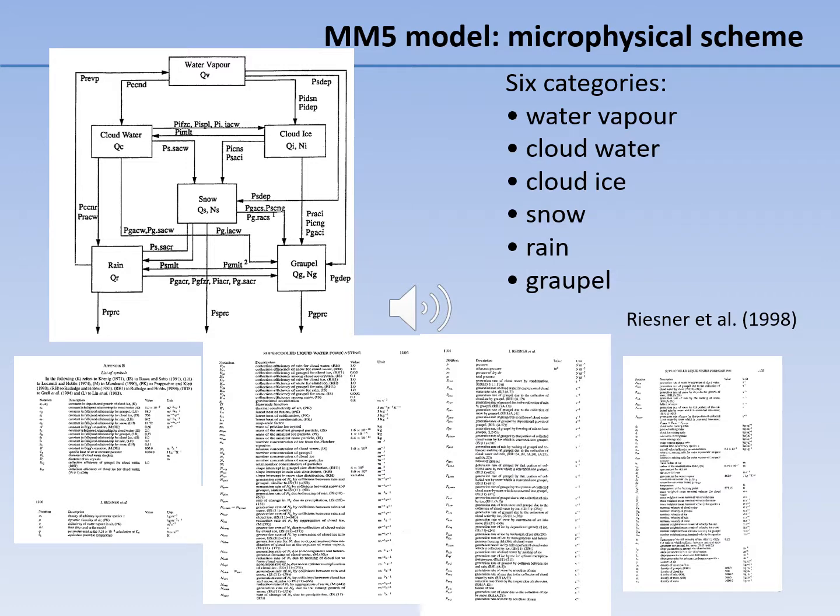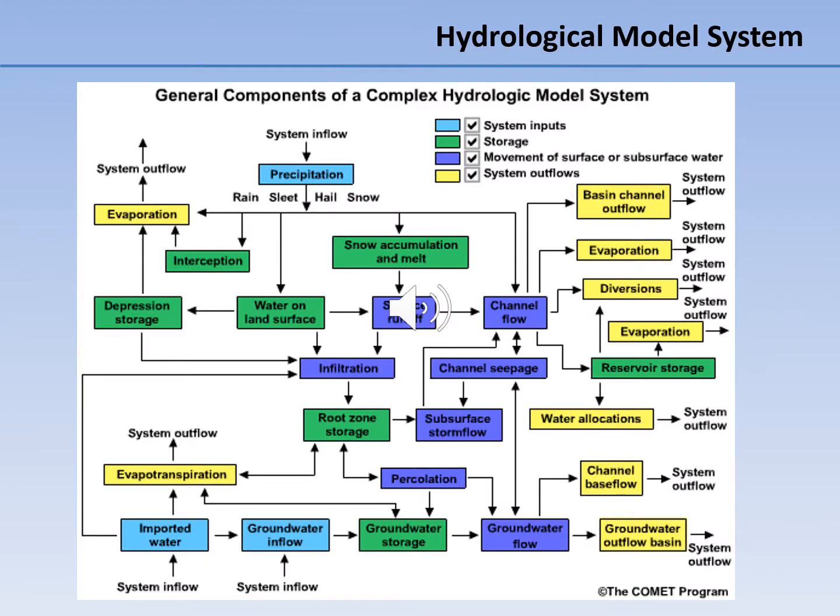This slide shows the MM5 model. MM5 stands for the 5th generation Penn State NCAR mesoscale model. It's a regional mesoscale model that is used for creating weather forecasts and climate projections. While simple hydrologic models are limited by assumptions and calculations, more complex models allow us to better approximate different parts of the hydrologic cycle.